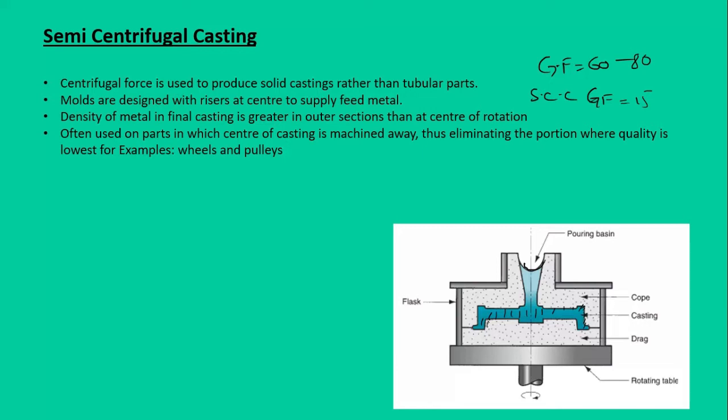Right. This is the process often used on a part in which the center of the casting is machined away. So we tend to use it on such parts where we can have some machining in the center. Common examples that are cast using semi-centrifugal casting are wheels and pulleys. Those are some common examples.